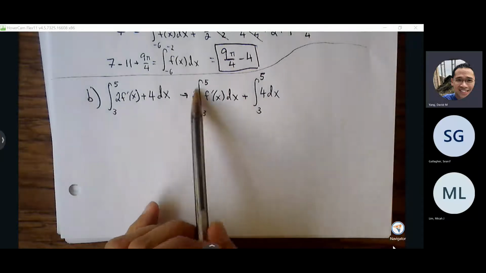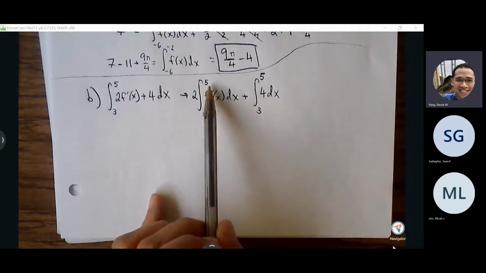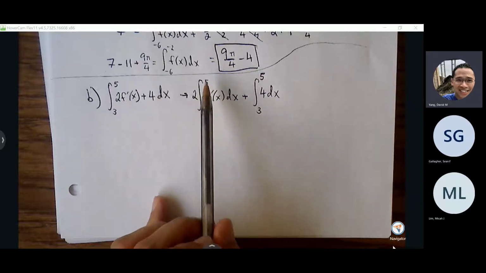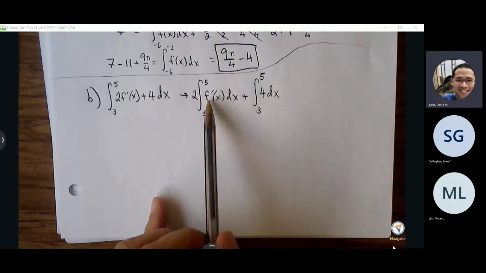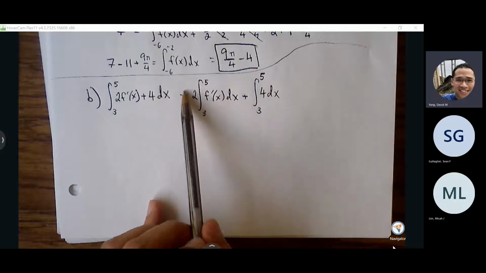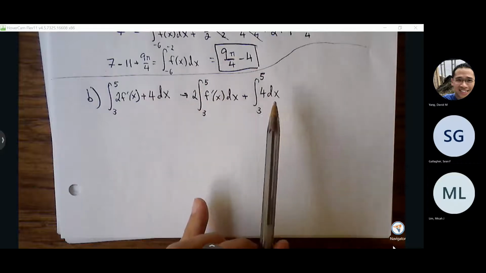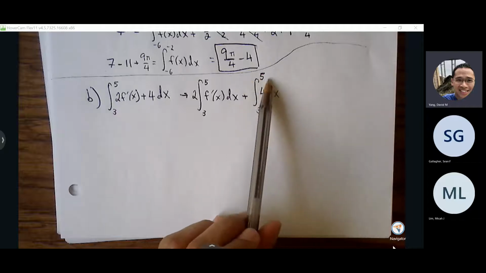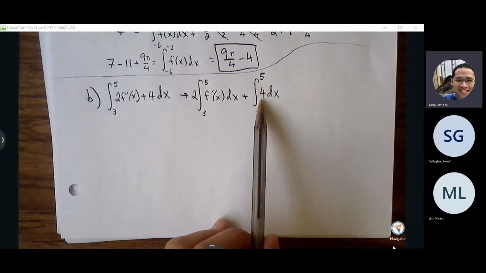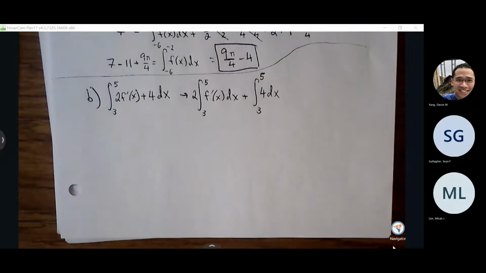So this we can apply using the first theorem. F prime will rise up to f of x. Plug in upper bound, lower bound, right? Integral of f prime is just f of b minus f of a, and we can have that 2 tag along. But this is something different. This we got to go through a power rule, right? The integral of 4 becomes 4x.